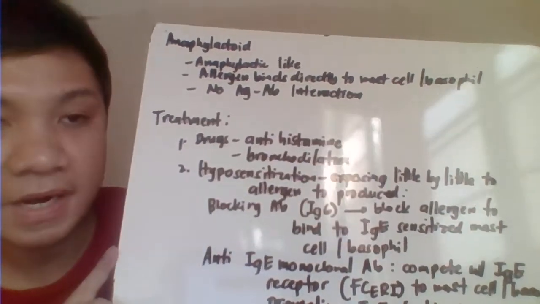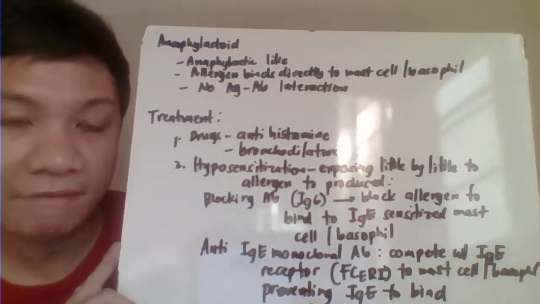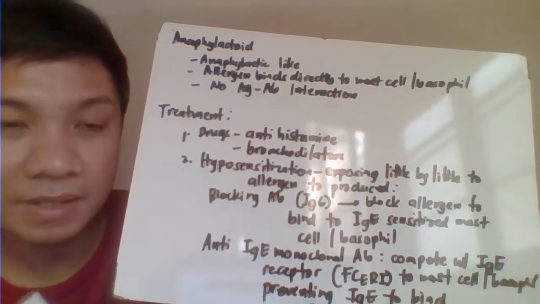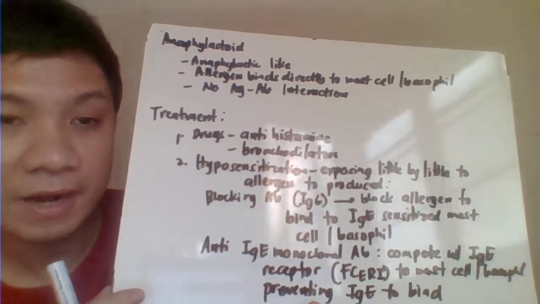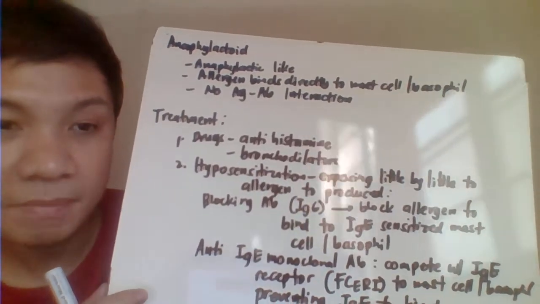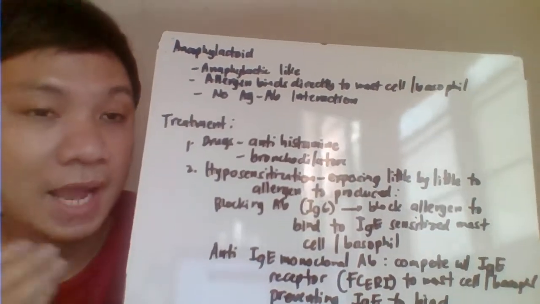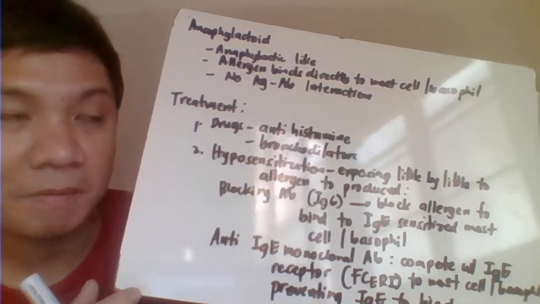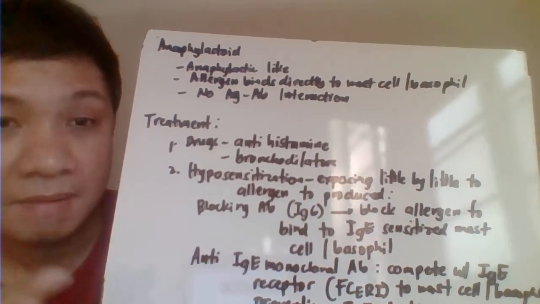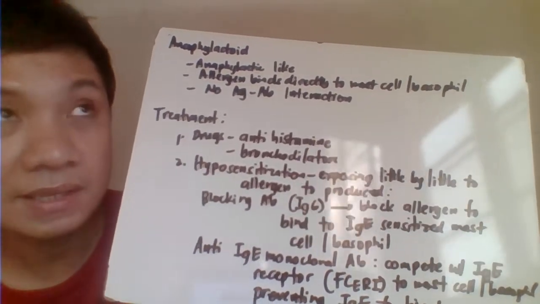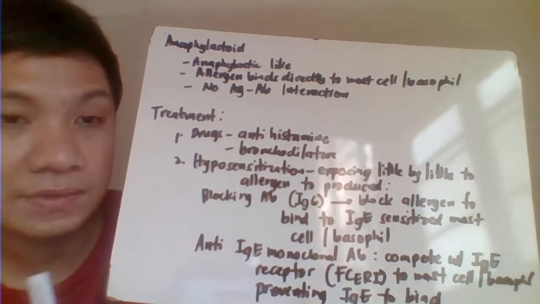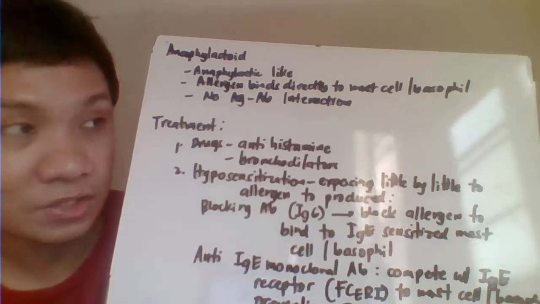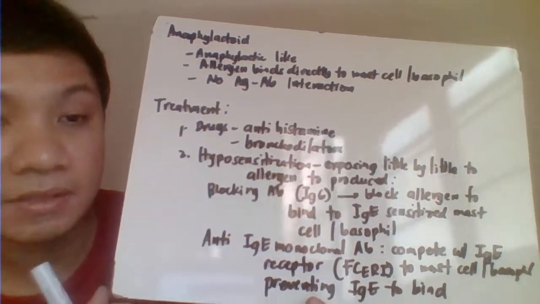Then we also have the term anaphylactoid. Anaphylactoid is an anaphylactic-like syndrome, a process that is less severe compared with an anaphylactic reaction. In the anaphylactoid process, the allergen binds directly to the mast cells and basophils, triggering degranulation of the basophils and mast cells. Even if the mast cells and basophils are not sensitized with IgE, the allergen can bind directly to them and trigger degranulation. So there are no antigen-antibody interactions.